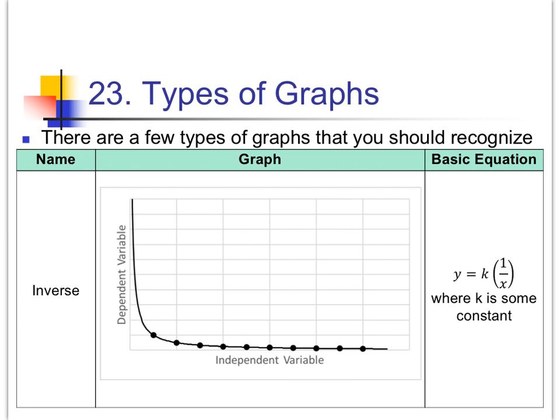And then our last function is one that looks like this. As the x values increase, the y values decrease. This is an inverse function. It takes the form y is equal to k, a constant, times 1 over x. So when you see that, that's what you want to think about in terms of that linearization, that it's 1 over x that has been done to that x value.